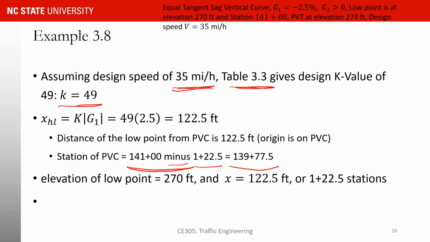We have the elevation of the low point. It is 270 feet. We know that X is 122.5. So these are known parameters to us. Also, we know that the b parameter of the parabola, if you remember, the parabola is y equals ax squared plus bx plus c, b was one of the parameters of the parabola that is equal to G1, or negative 2.5. So we want to go forward from this point and find other parameters of the parabola.